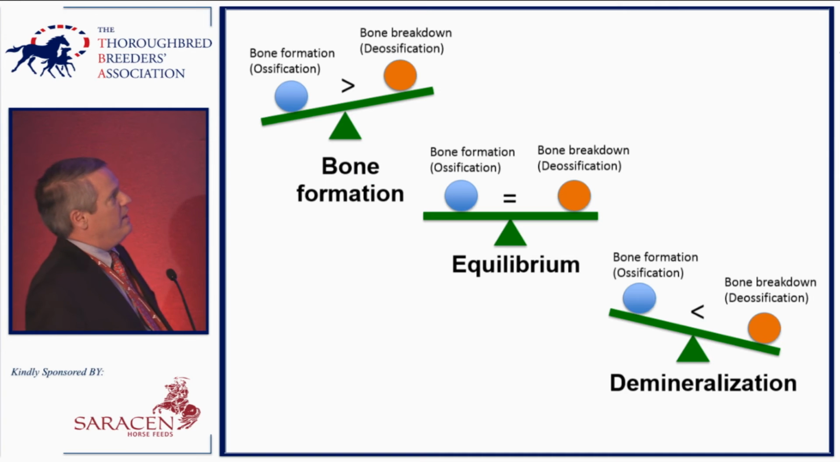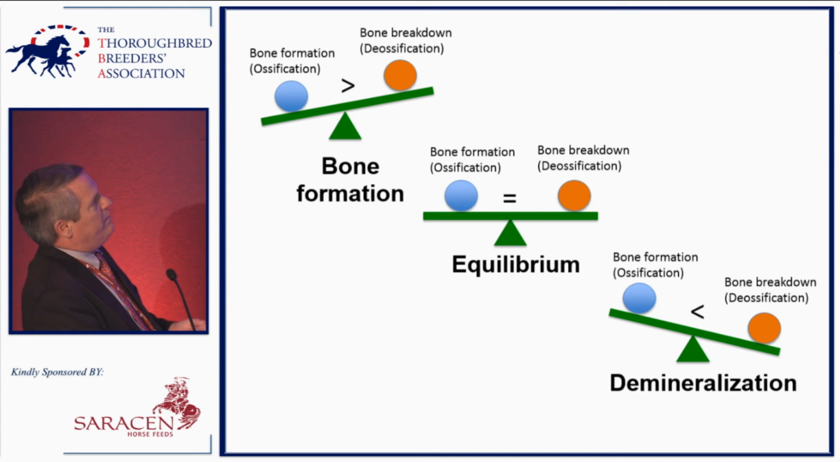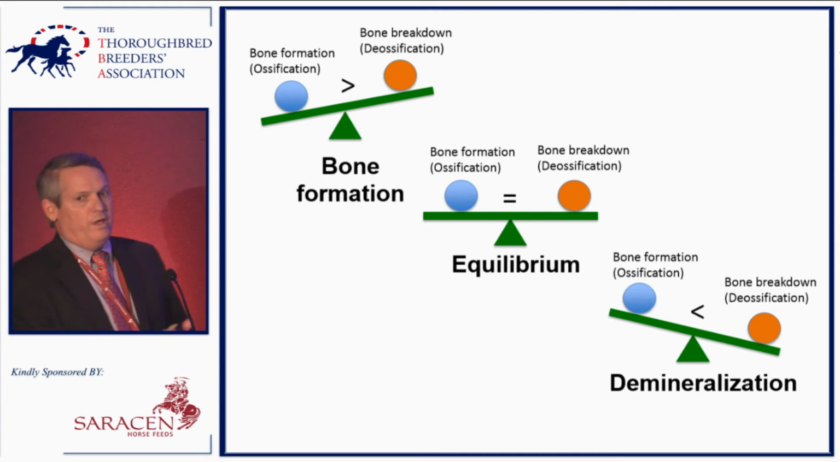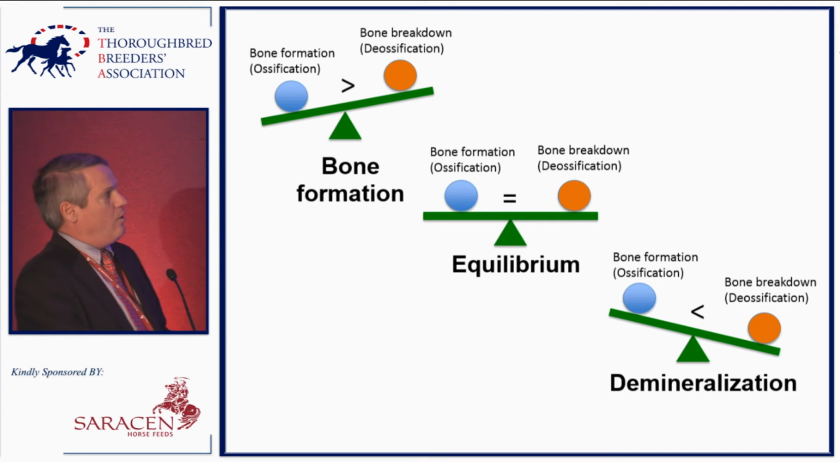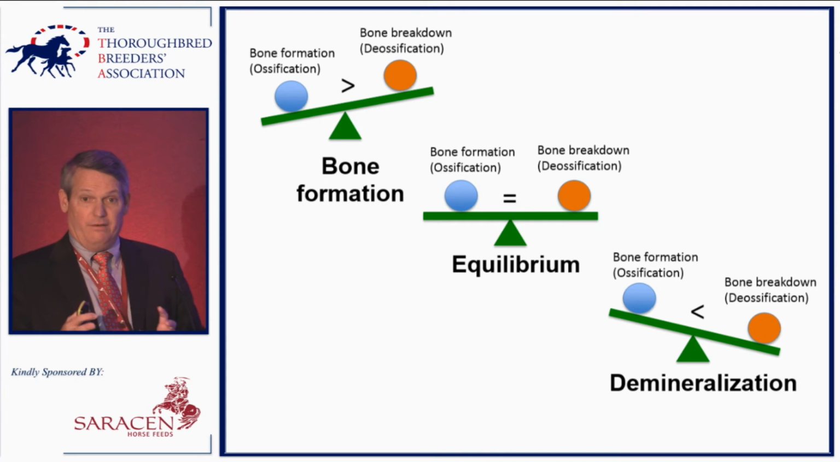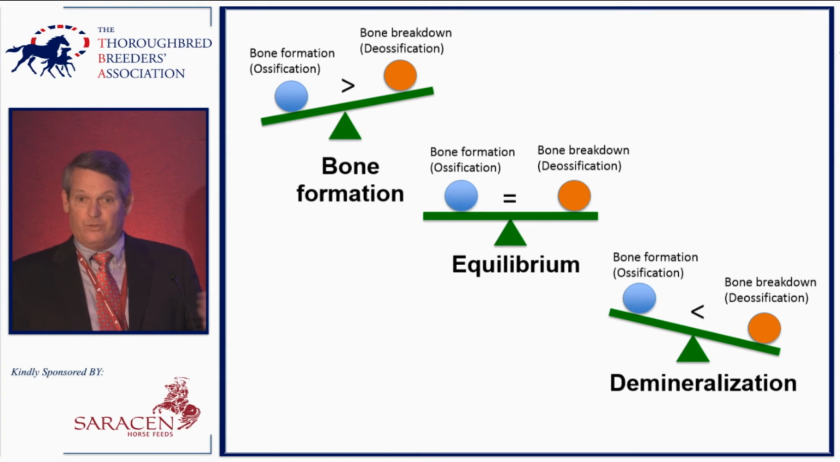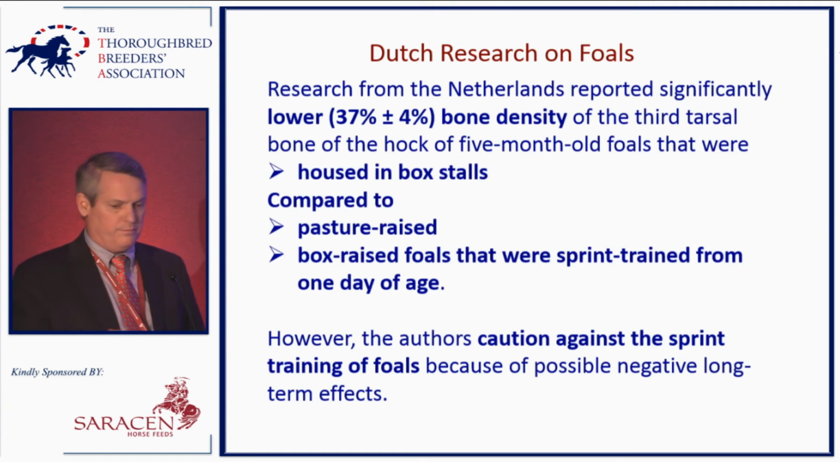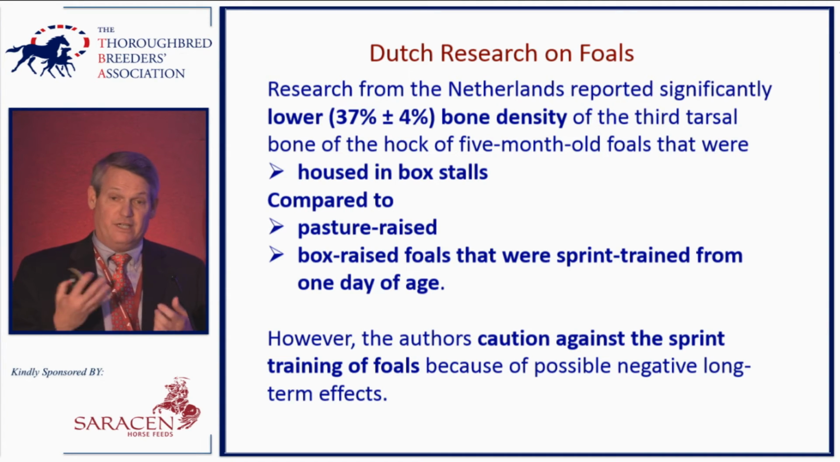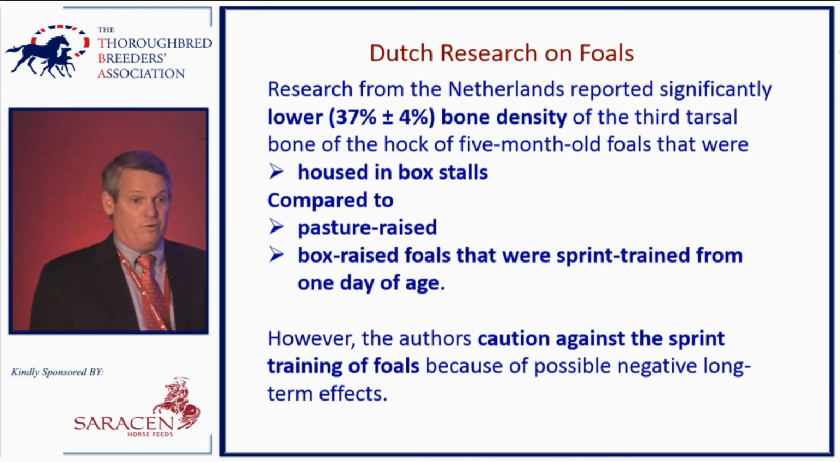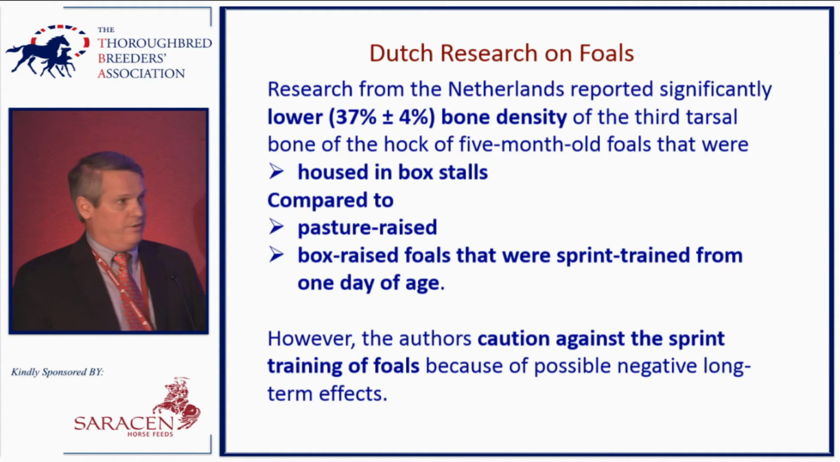So again, we're trying to get bone formation when the foal is growing, or equilibrium when the skeleton's an adult, and prevent demineralization when we have different types of exercise for foals. There have been several studies that have looked at the effect of housing and exercise on foals and what it did to bone mineral content.